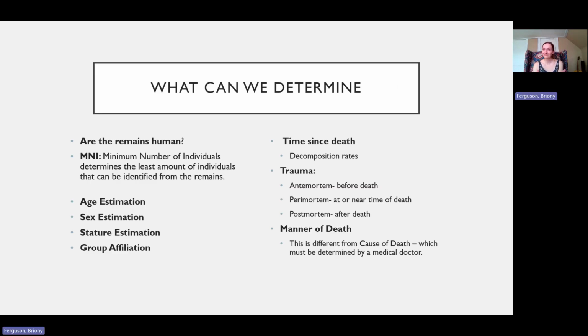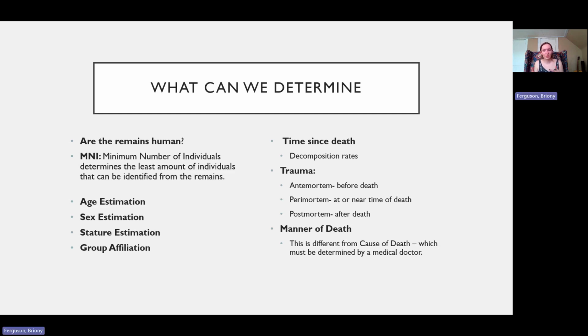On to a happier, or I guess at least less sad note. What can we actually determine from skeletal remains? A lot. And the first thing that we need to determine whenever remains are brought to us is, are they even human? Every forensic anthropologist is going to be able to tell pretty quickly, just by looking at the bones at a glance even, if something is human or not, because human bones have very specific characteristics, very specific textures, and very specific morphology.